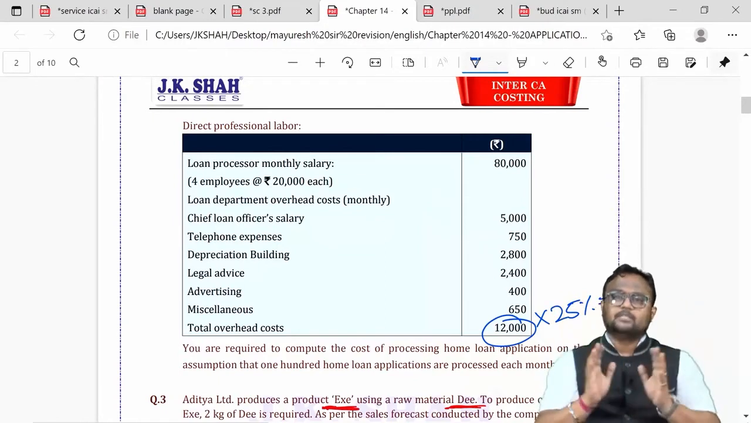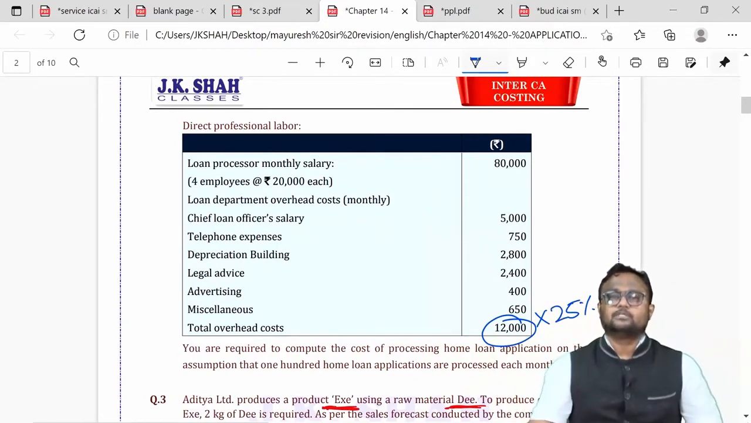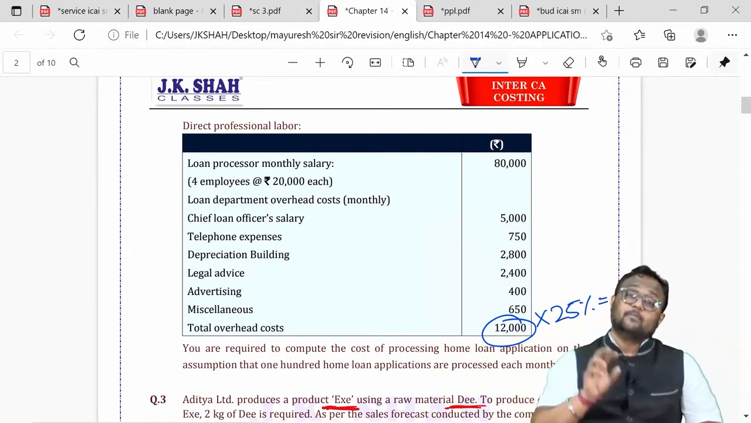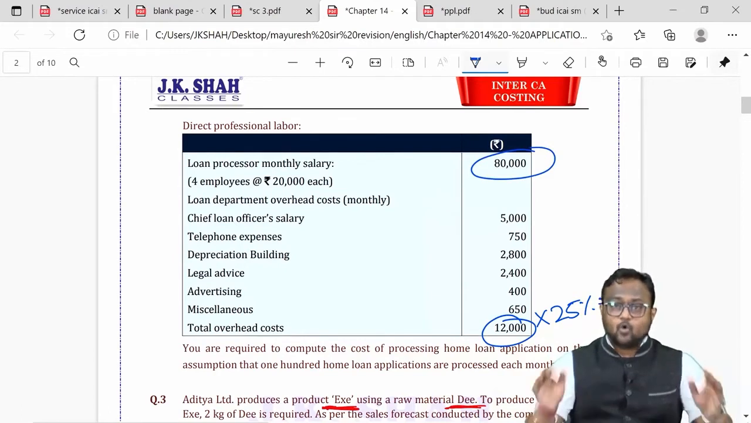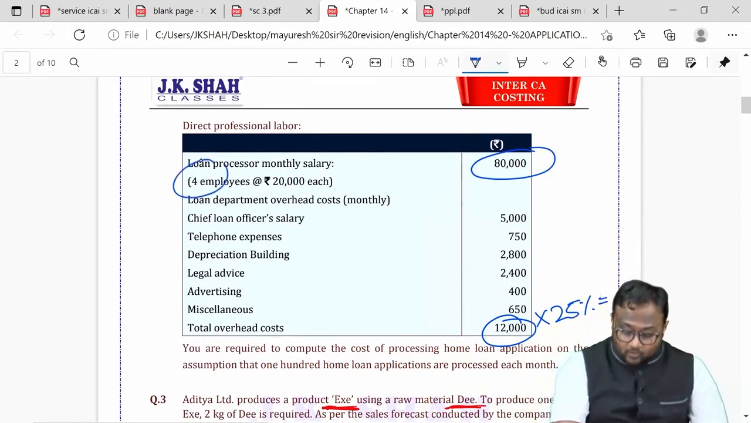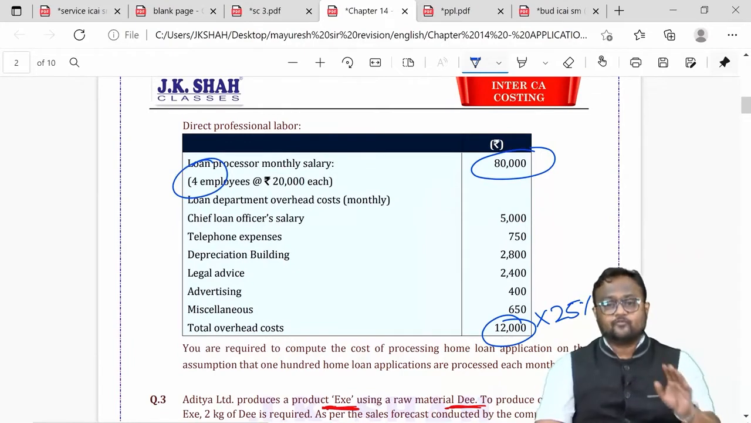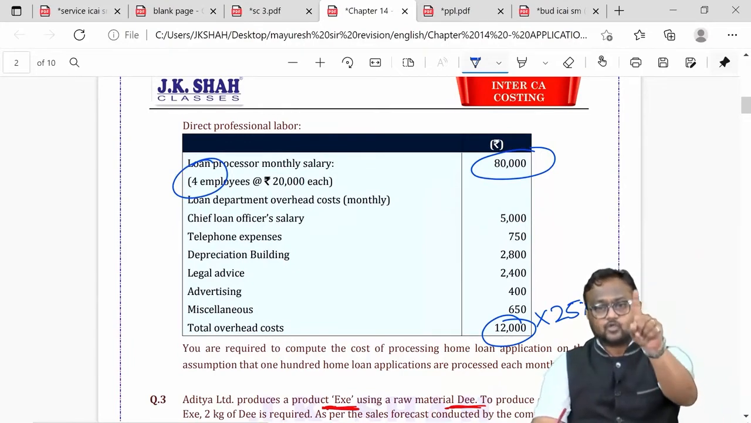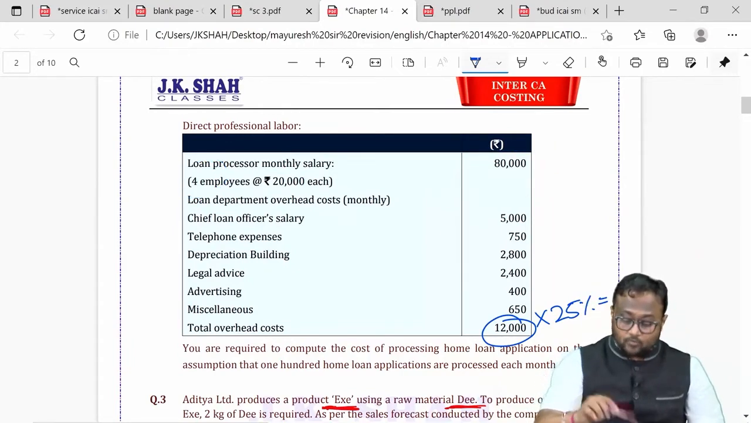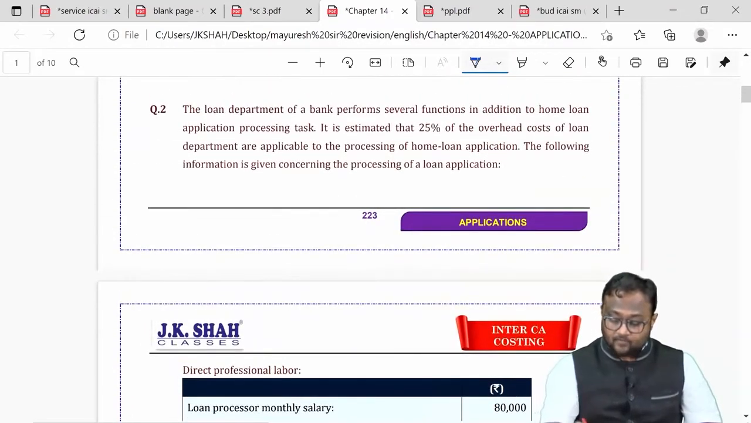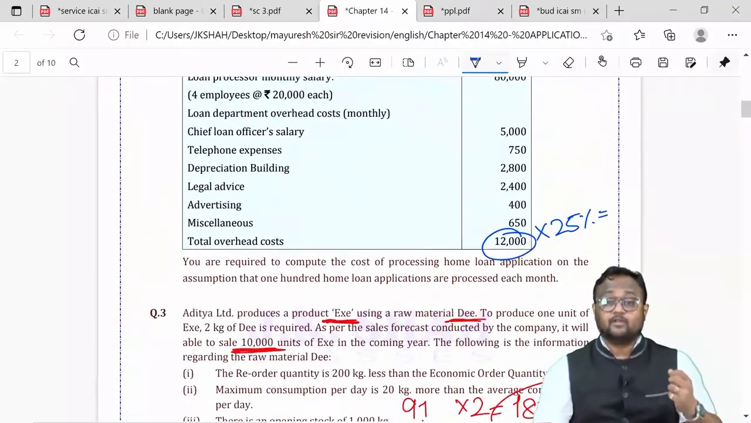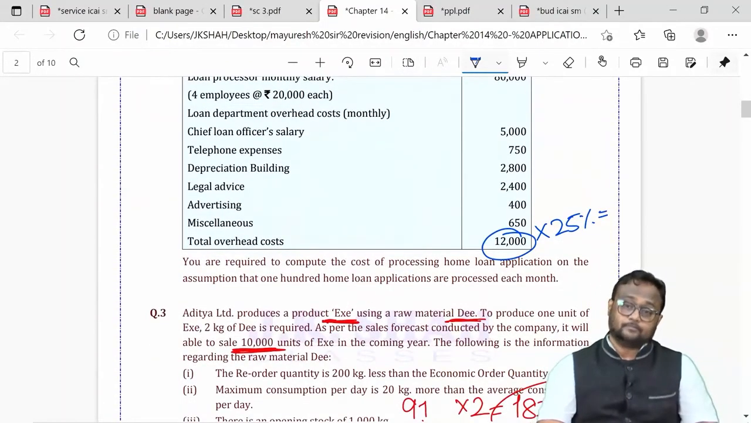The premises are common, certain common expenses will be shared by all these departments. Plus these departments will have their own staff to look after the project. So loan processor's salary is 80,000. Home loan department has got 4 employees having a salary of 80,000. So that will be the first cost of home loan department, plus home loan will have to bear 25% of the total cost structure. 25% of the total overhead cost will be absorbed by, will be charged to home loan department.